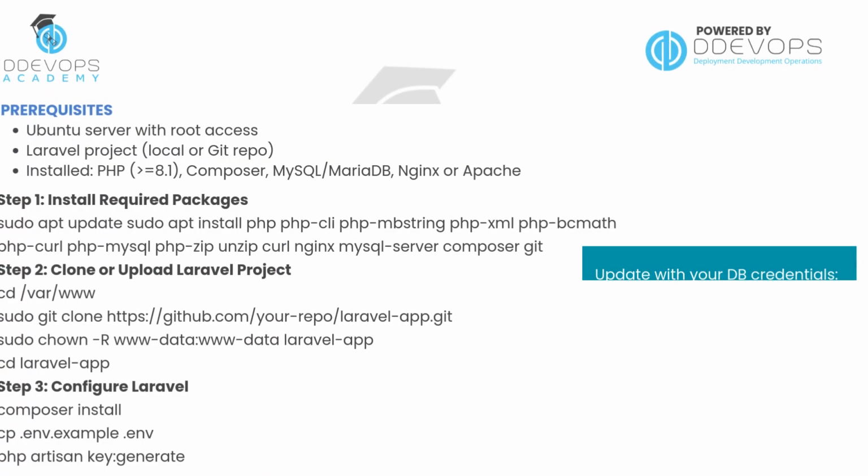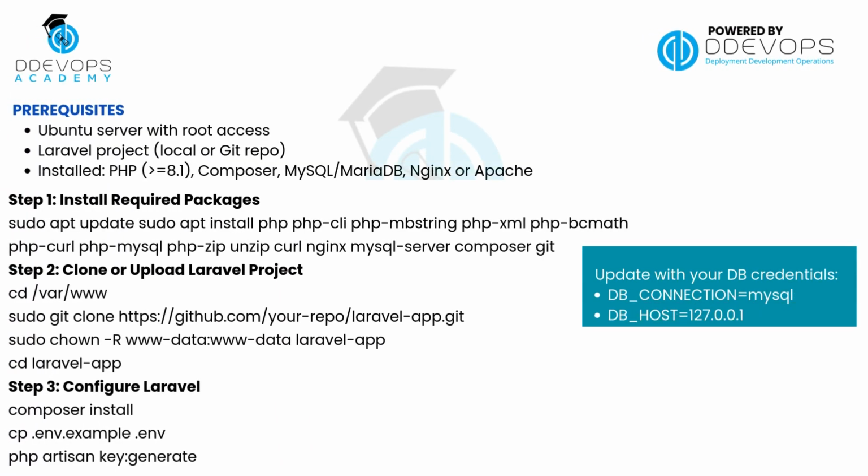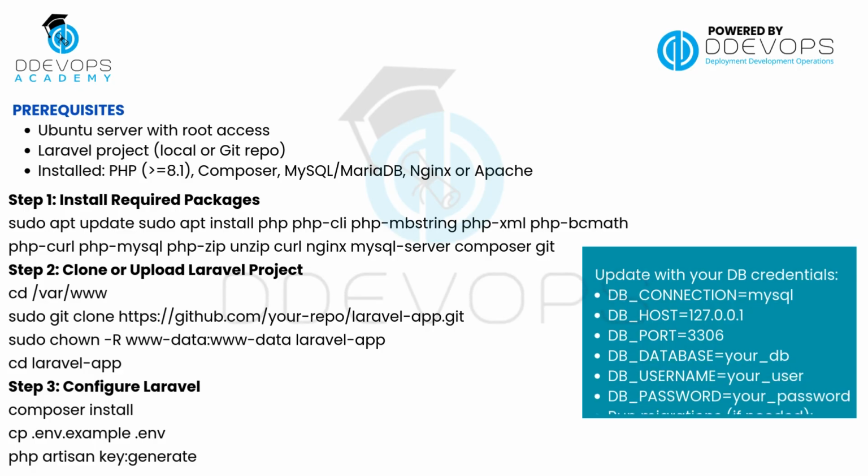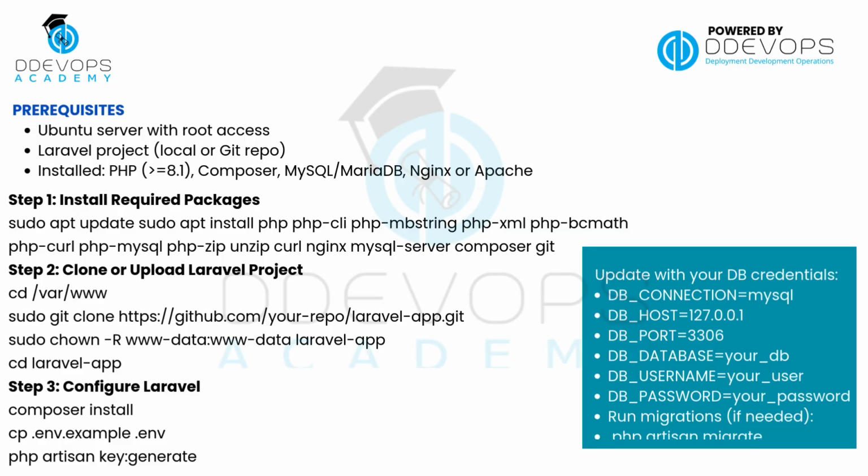Let's deploy a Laravel project on Ubuntu. Start by installing all required packages: PHP, MySQL, Nginx, Composer, and Git. Next, clone your Laravel project into the web directory and set proper ownership. Run Composer install, copy the environment file, and generate the application key. Update your .env file with database credentials, then run migrations if needed. Your Laravel app is now ready to configure for web access.